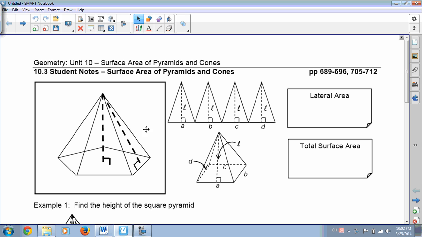In this picture right here, we have a pentagonal pyramid because the base is a pentagon, and all of the faces are triangles, and it comes to a point at the top. The first thing we need to talk about is different parts of our pyramid. This dotted line that reaches from the top vertex to the center of our pentagon is just our height.